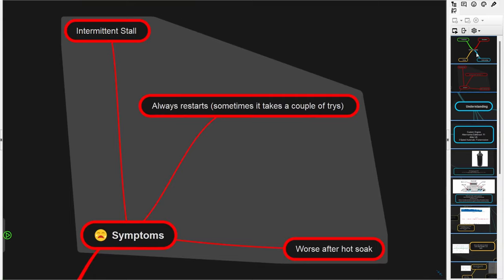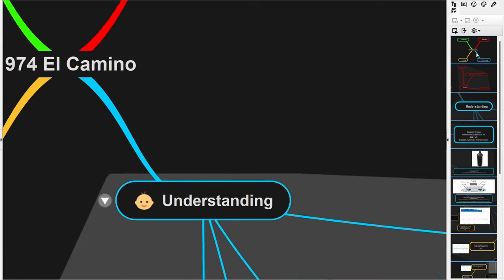So the symptoms were an intermittent stall. Sometimes going down the road, it would stall, but most of the time it would stall taking off from a stop sign or on restart after a hot soak. It would take a few tries to start and stay running. But it was definitely worse after a hot soak.